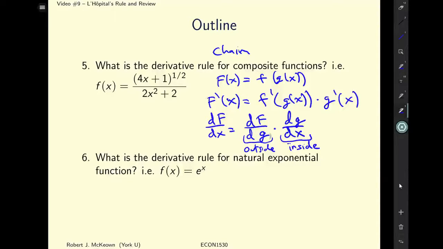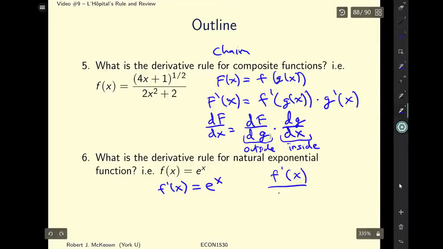What is the derivative rule for the natural exponential function? That's the craziest rule of them all, right? It's itself. It's itself. And so we have, almost by design, because then the relative change is always equal to 1. The relative change is always equal to 1. It's constant.